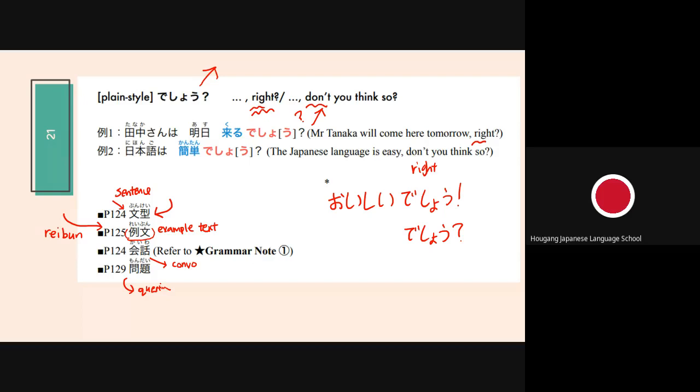Okay, Lisa. 私もそう思います。I think so. Very good. I also think so, so I agree with you. Very good. Okay, 次. Can go back to the start again.